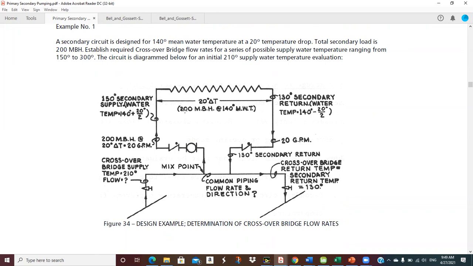Secondary circuit is designed for 140 mean water temperature at a 20-degree drop. Mean water. So that means if it's a 20-degree drop, our supply is 150 and our return is 130. Because if 140 is in the middle and I have a 20-degree drop, I have to add 10 and subtract 10 to get my supply and return out of the coil. Total secondary load is 200 MBH, that's 200,000 BTUs an hour. Establish required crossover bridge flow rates for a series of possible supply water temperatures ranging from 150 to 300 degrees.